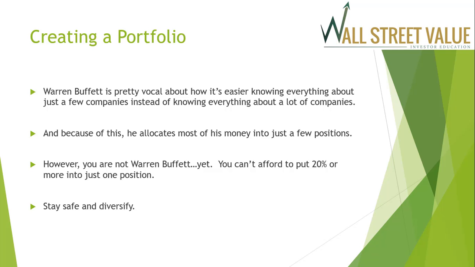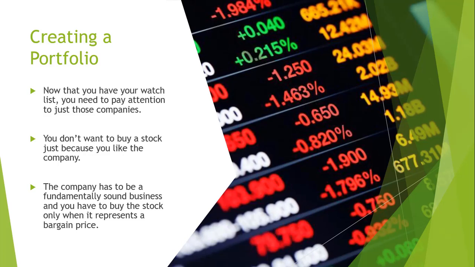Warren Buffett's pretty vocal about how it's easier knowing everything about just a few companies instead of knowing everything about a lot of companies. And it makes sense, and because of this, he allocates most of his money into just a few companies. However, we're not Warren Buffett, not yet. You can't afford, I can't afford, to put 20% or more into just one position. We need to stay safe and diversify.